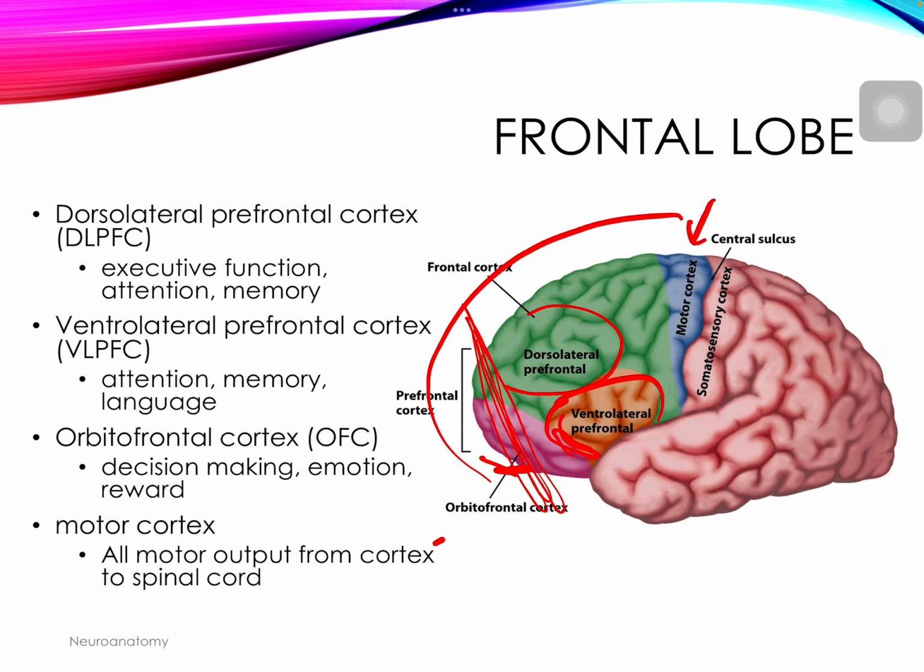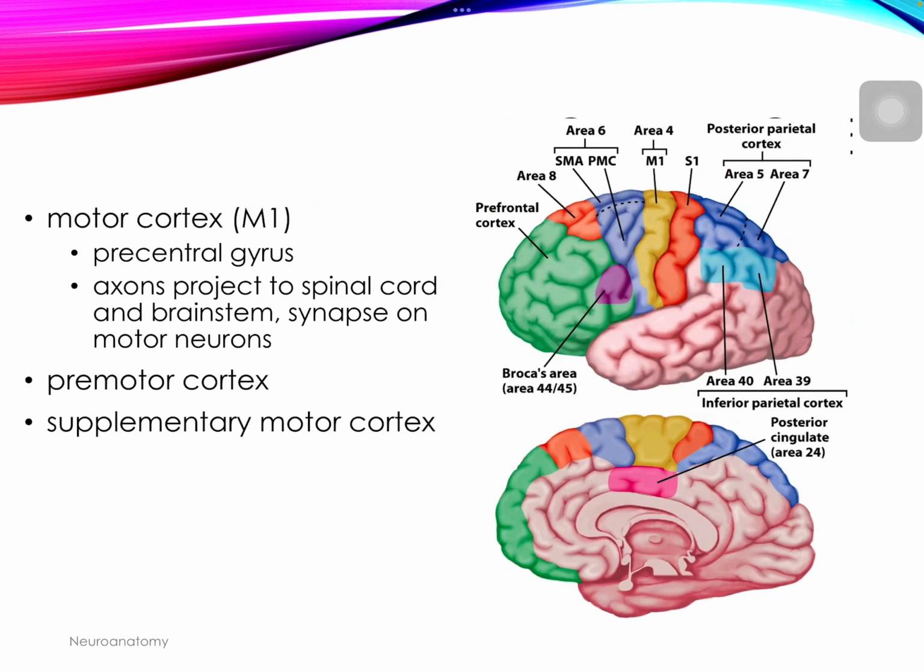And then we have the motor cortex here, and we're going to get more into that in more detail, and that's really important for output from the cortex to the spinal cord to be able to move your muscles. And then your central sulcus, of course, is going to separate your motor cortex from the somatosensory cortex. Now, the motor cortex, which we usually refer to as M1, this right here is listed as area 4. This includes the precentral gyrus, and these axons are going to project to the spinal cord and brainstem.